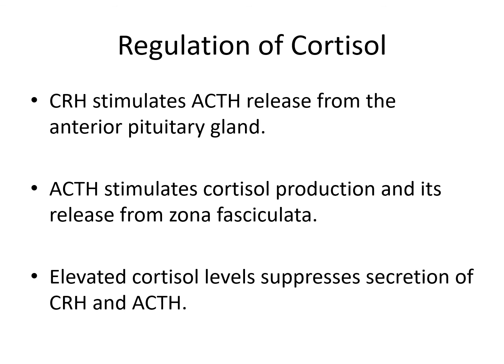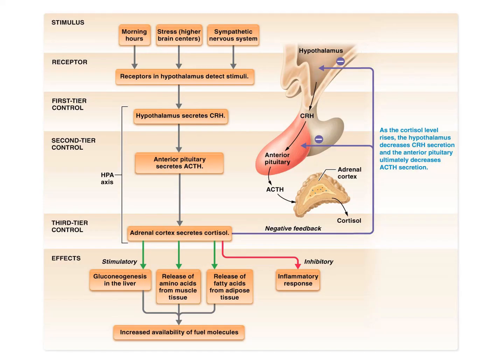Now, cortisol itself, as it's elevated, suppresses secretion of CRH and ACTH. So we see in this figure that cortisol can provide negative feedback at the level of the anterior pituitary gland, and also negative feedback to the hypothalamus.